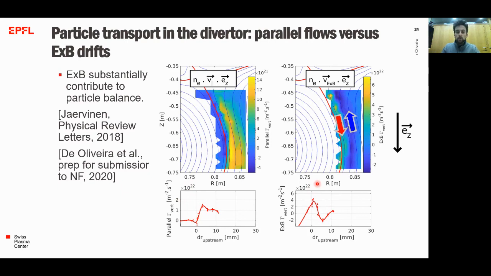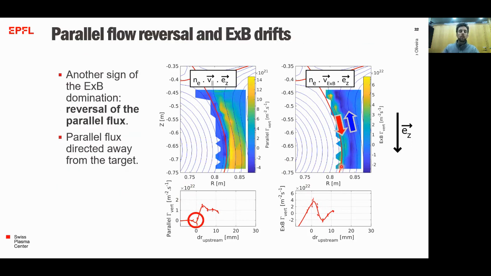it's not the first time it was discovered. Actually, people at D3D found this indirectly with Thomson measurements. However, here we have a direct measurement of it in the divertor of a major tokamak. Another sign of this domination of E-cross-B flux is the reversal of the parallel flux. Indeed, in this region of downward E-cross-B, the drift velocity is so strong that the parallel flux is actually negative, meaning going away from the target, which is quite interesting.